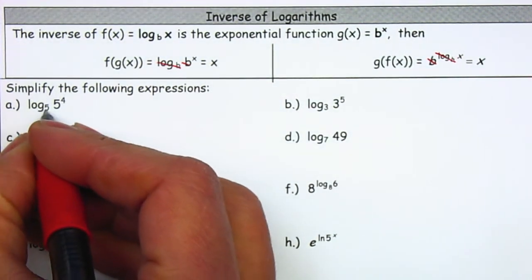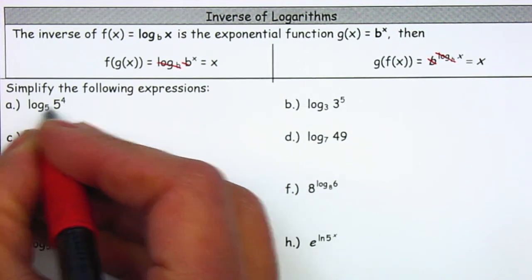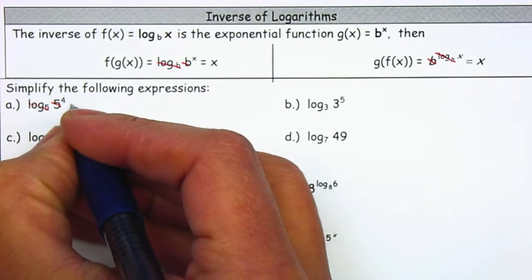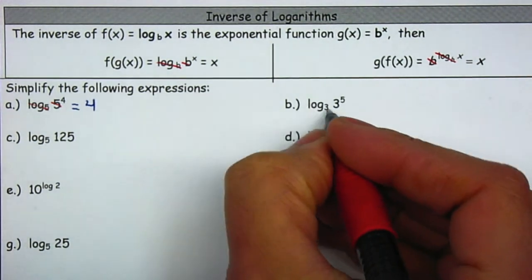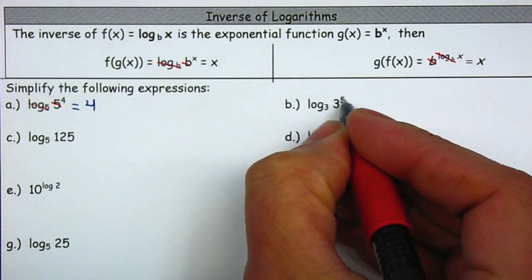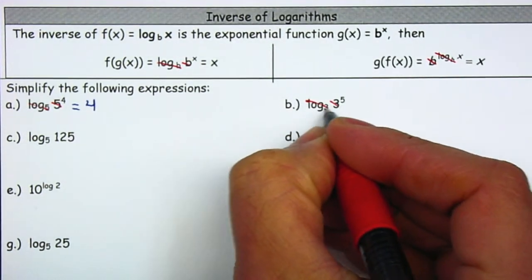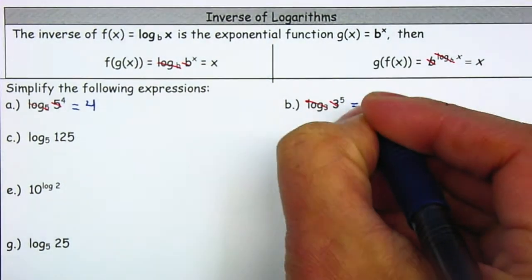So for example, let's start with example 3a. We have log base 5 of 5 to the 4 power. These are equal, so they cancel out, and that will be equal to 4. Same way, here, log base 3 of 3 to the 5th power, this will cancel out because they have exactly the same base, and it's equal to 5.